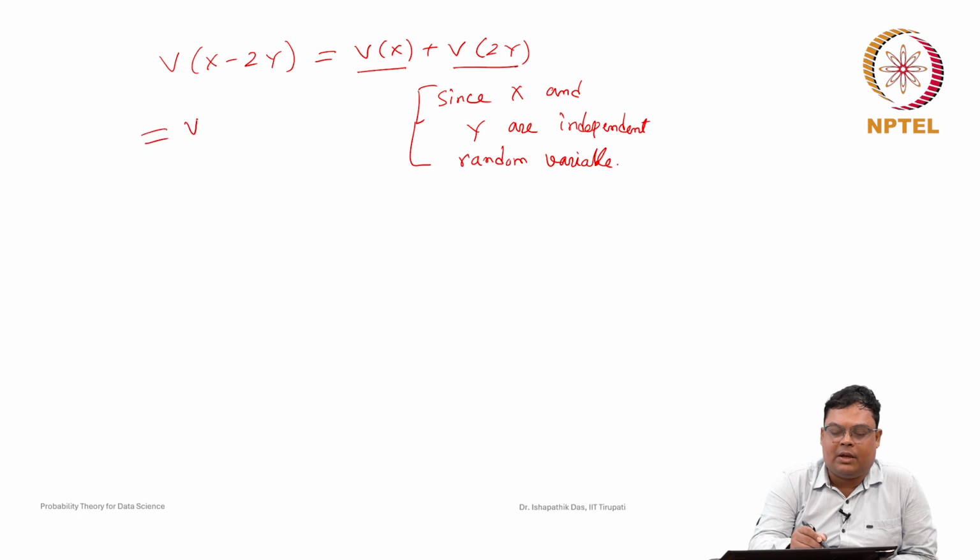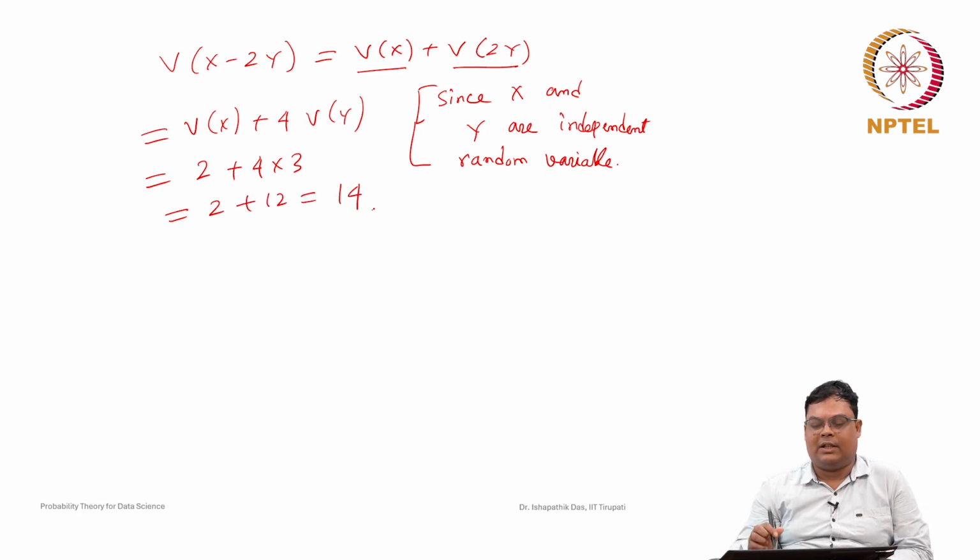So, this is the variance of X, and the constant comes outside squared, because the variance of c times X is c square times the variance of X. This is 4 times the variance of Y. The variance of X is lambda 1, which is 2, plus 4 times the variance of Y, which is 3. So, this is 2 plus 12, which is 14. So, this is the answer.